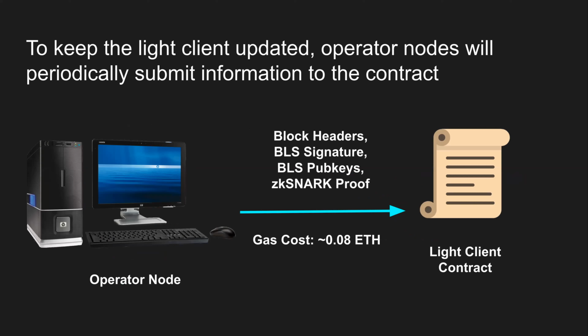And so to keep the light client updated, you need an operator node that will periodically ping the light client smart contract with the block headers, the signature, and the public keys. The operator node will also be in charge of generating the ZK proof and sending it along with the rest of the information. We estimated that the gas cost of this would be like 0.08 ETH per ping. You don't need to ping the light client contract every single block; you just ping it on whatever block headers you want to live on chain.